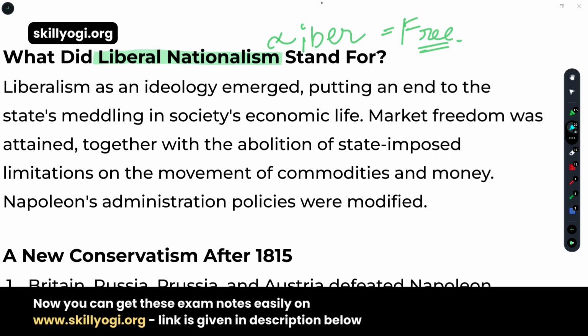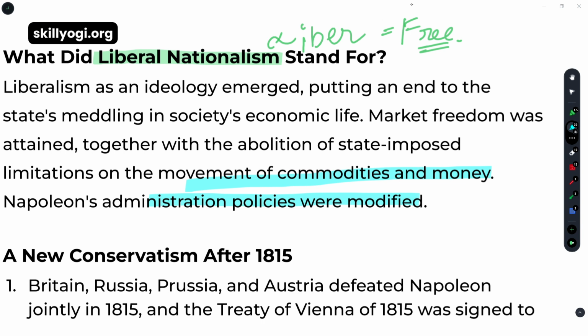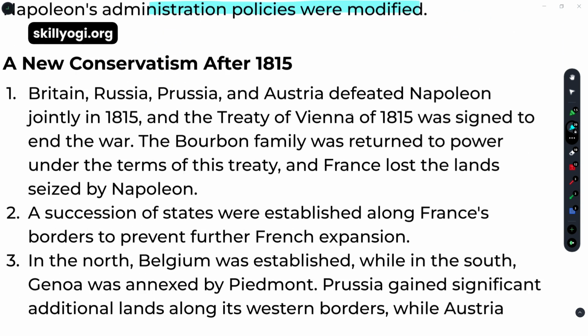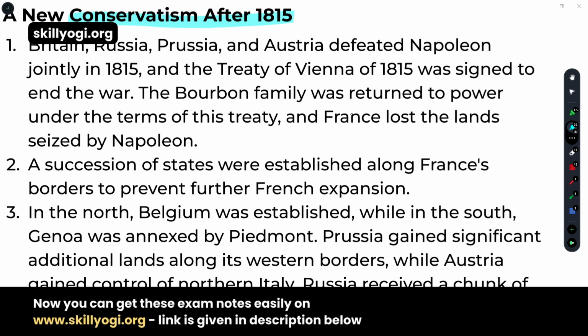So the state had already mentioned some limitations on the movement of commodities and money. And Napoleon's administration policies were modified. We have already learned Napoleon's administration policy in the previous topic, which was the Napoleonic Code, and you need to remember the year also. Now what happened? A new conservatism after 1815, a grouping of people made this conservatism. Four groups were there and they jointly defeated Napoleon in the year 1815.